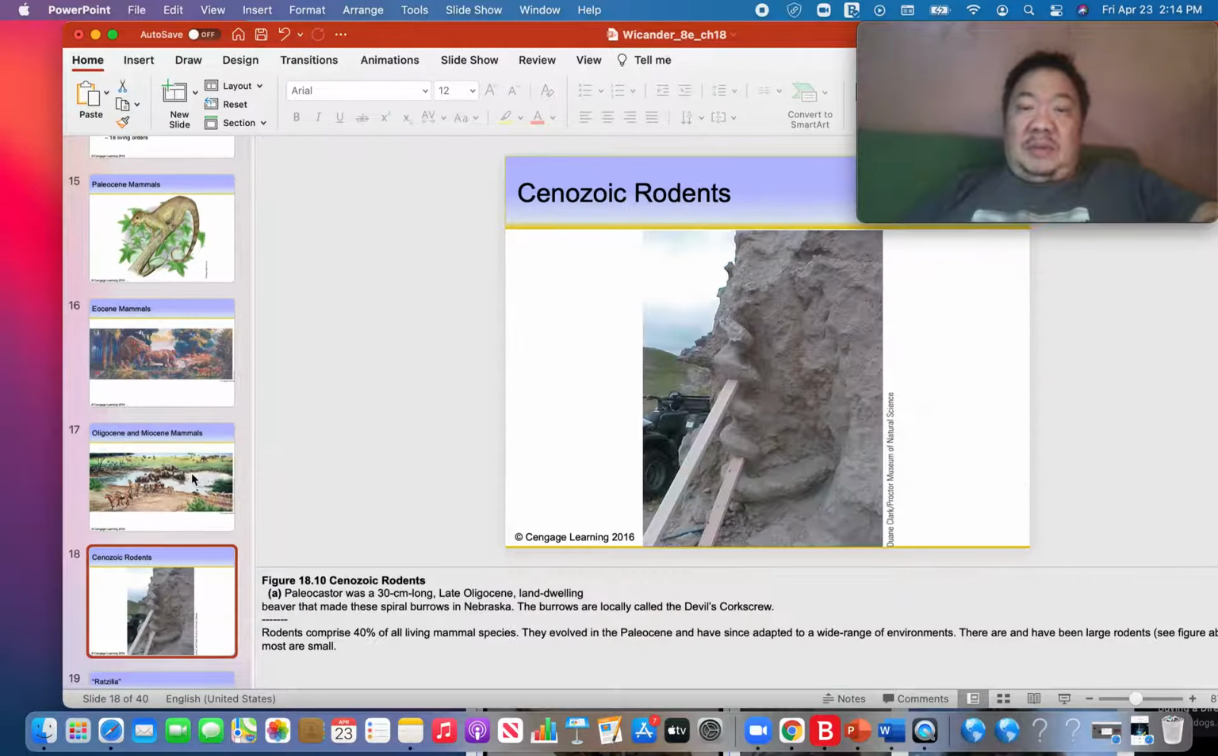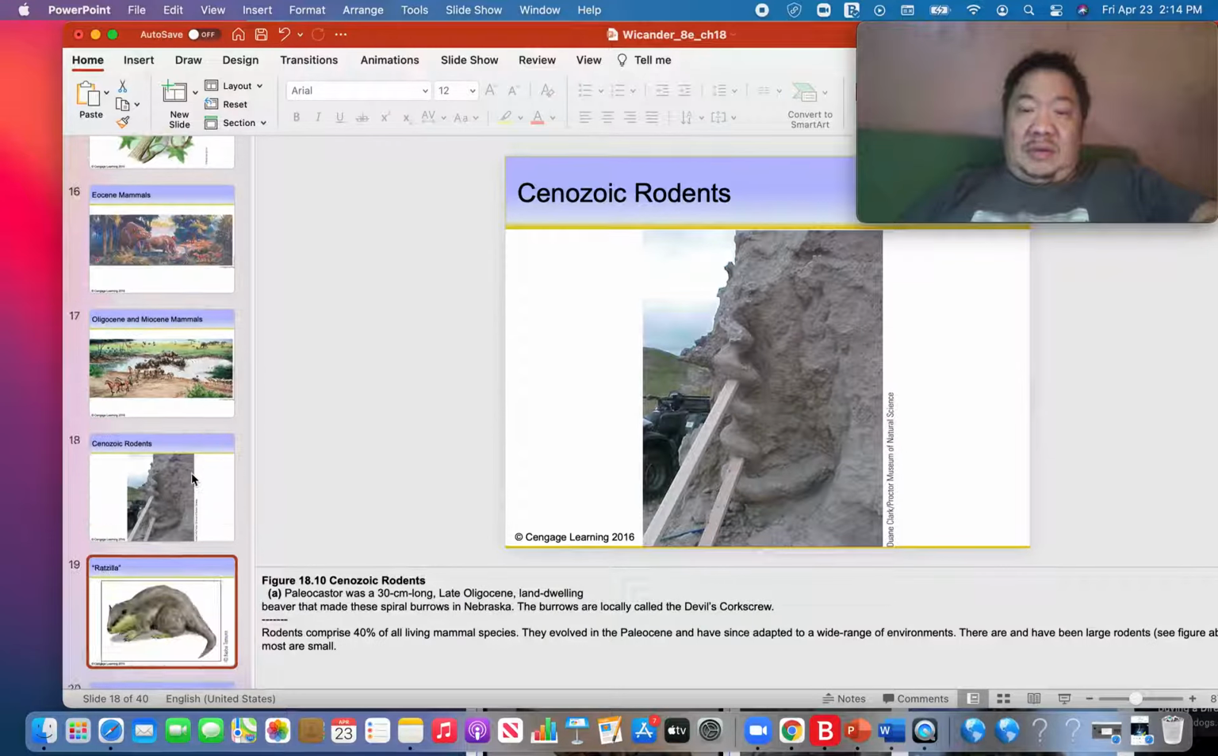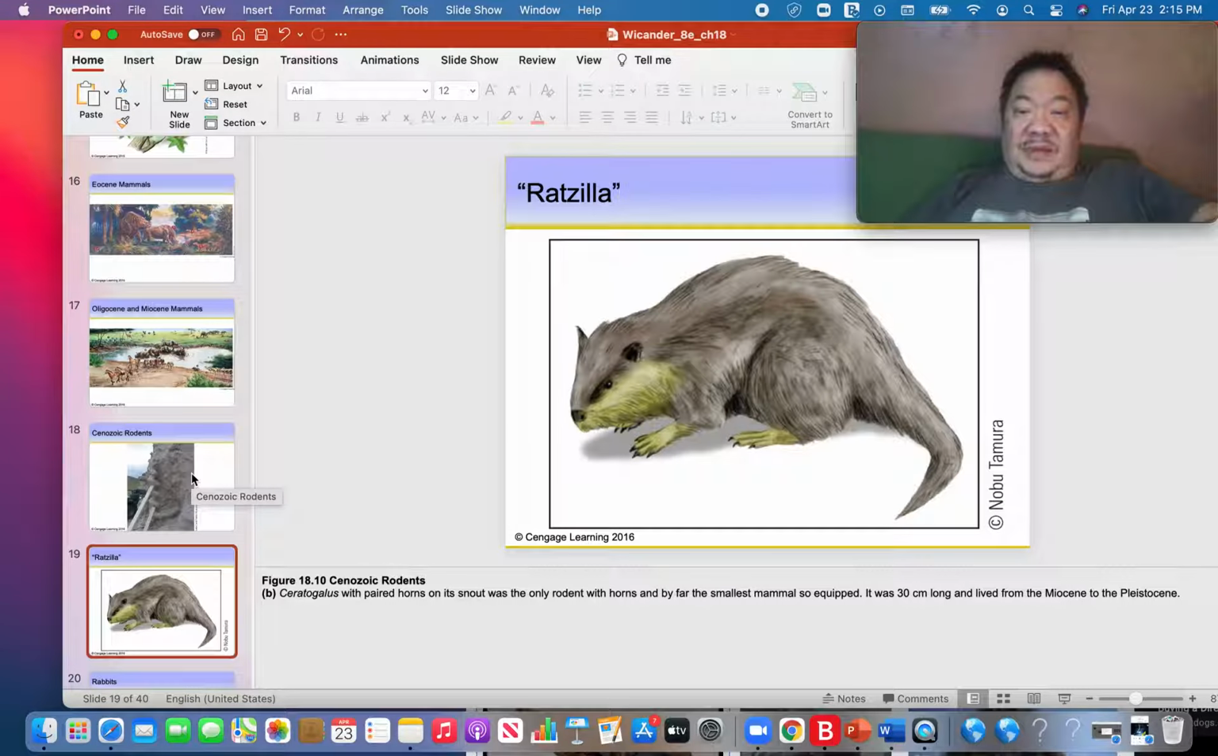Let's talk a little bit about... Okay, this is kind of interesting to some people, but mammals grew quite large during the Pleistocene epoch. For example, this particular one is 30 centimeters long, which is more than a foot long. A rat more than a foot long. Why do mammals grow so large? Why did they grow so large during the Ice Age?